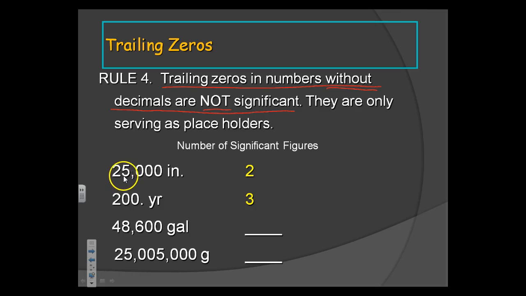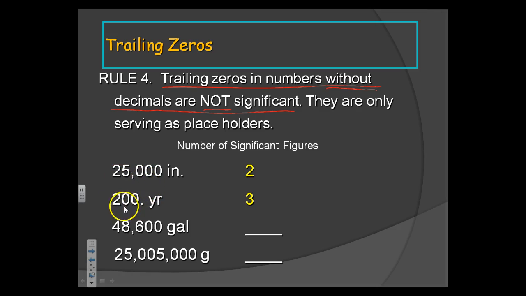So in this number, 25,000 inches, this number only has 2 sig figs. These trailing zeros are not significant because there's not a decimal anywhere in the number. So really this measurement is saying, about 25,000 inches. Not exactly, because that's what the decimal would tell us. So only 2 sig figs in this one.